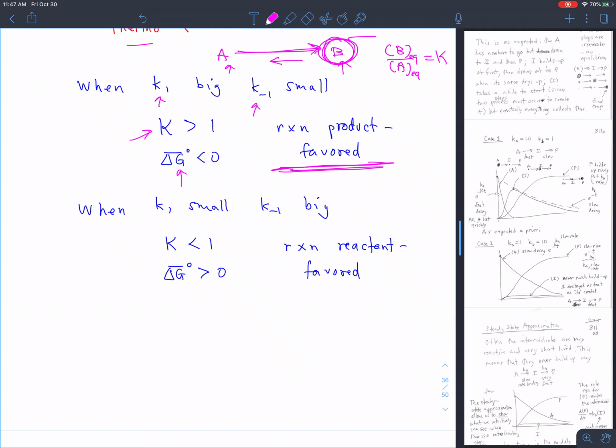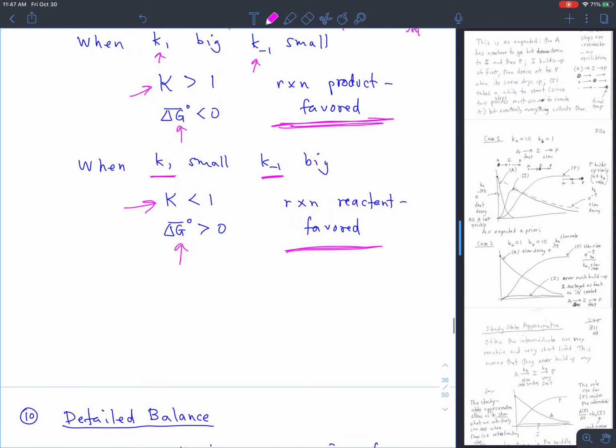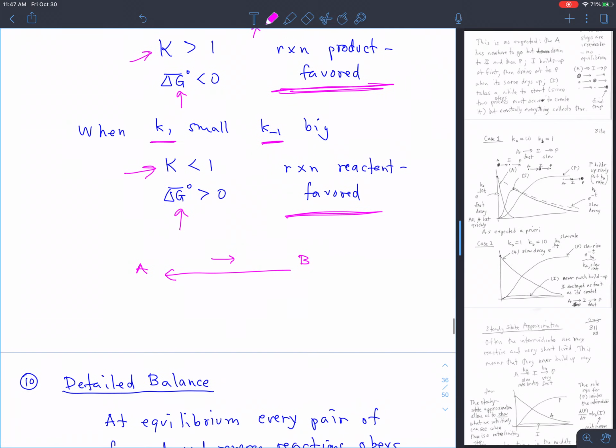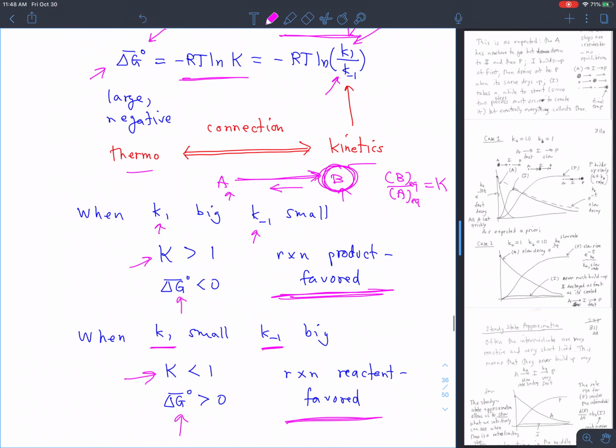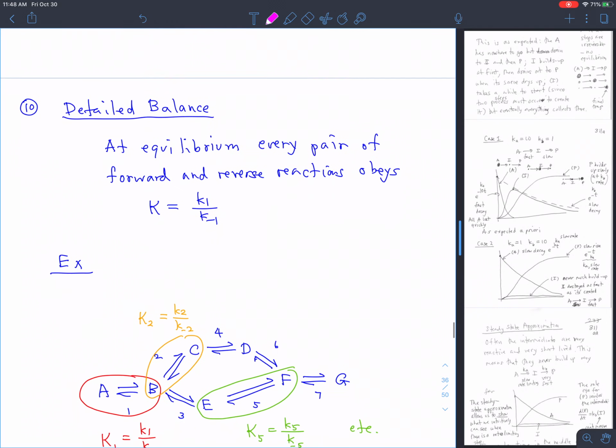All right, then if the reverse is true, if K1 is small and K minus 1 is big, then the ratio will be less than 1, the equilibrium constant will be less than 1, the delta G standard state will be greater than 0, and the reaction will be reactant favored. Which means that if the forward reaction is slow and the back reaction is fast, then depending on how you started out, at the end, at equilibrium, you're going to end up with a lot of A and not very much B. All that makes intuitive sense, I think.